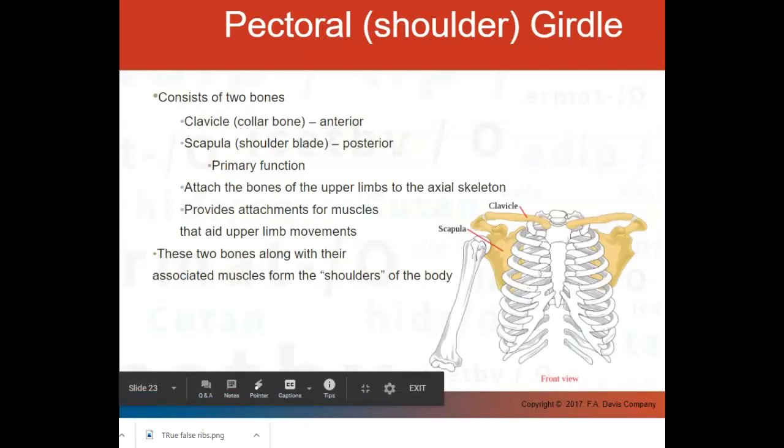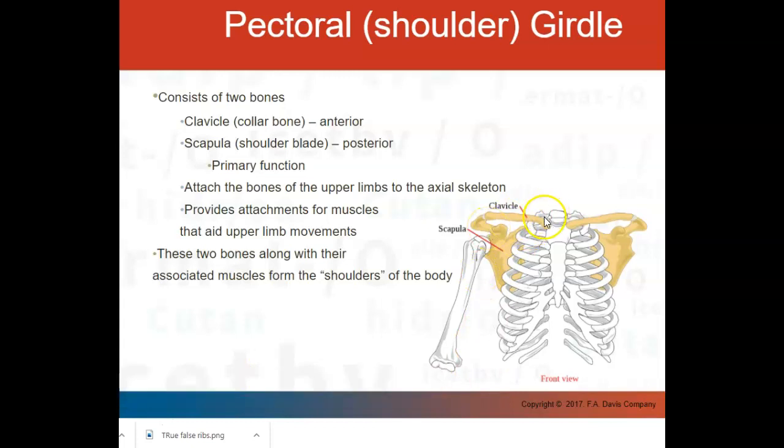Okay, so we've got our cranium, we've got our ribs, and we have our vertebral column. Now we're moving into what we call the pectoral girdle, or the shoulder. This shoulder consists of 2 bones. Your clavicle bone is considered your collarbone, and that is anterior on the front of your body. The scapula is your shoulder blade, which is posterior.